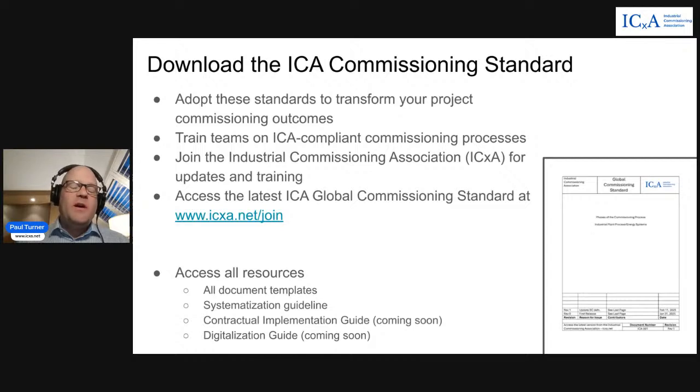And it's not like there's a second way or a third way or some other way to complete projects. This is the method for systems-based completion. This is the best practices on how to complete your projects. And this is the standard to follow that is applicable to the most complex projects that are out there today. So definitely get a copy of the standard. You can train your teams on how to implement ICA compliant commissioning processes.